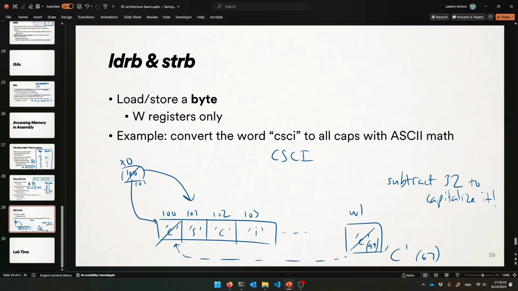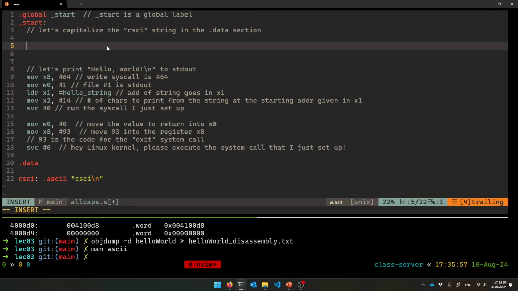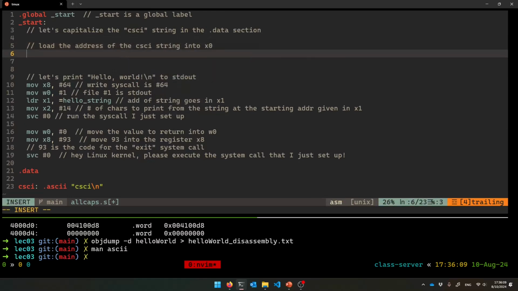Isn't that cool? So what we want to do is get each character into a register, subtract 32 from it, and then store that back where we found it. Now it's capitalized in memory. So that's the goal. Well, let's make that happen. We need to get the starting address of the CSCI string. Load the address of the CSCI string into x0, I think is what we decided on.